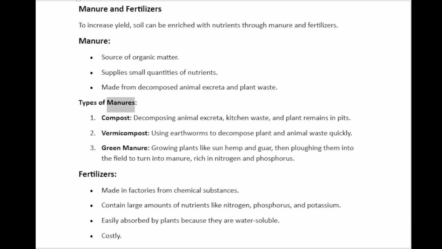Types of manures. Compost, decomposing animal excreta, kitchen waste, and plant remains in pits. Vermicompost, using earthworms to decompose plant and animal waste quickly. Green manure, growing plants like sun hemp and guar, then plowing them into the field to turn into manure, rich in nitrogen and phosphorus.